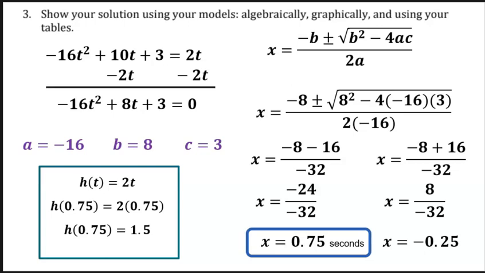So to summarize, we have solved this system of equations using 3 different methods. We graph to find the point of intersection, we use the table to find equivalent values, and we use our skills for solving quadratic equations to solve this system algebraically.